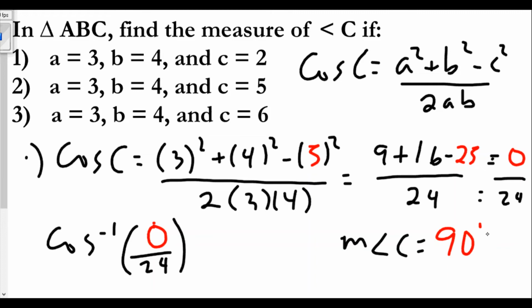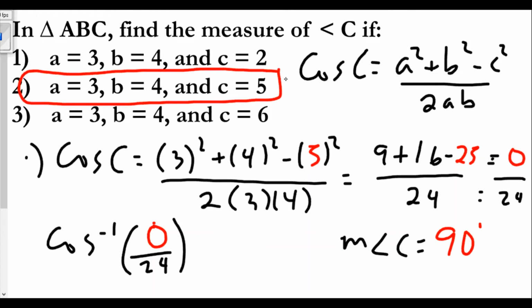And it kind of makes sense because look at this, it's a 3, 4, 5 triangle, and so C is the opposite of the largest side. This 3, 4, 5 triple, the Pythagorean triple, it will be 90 degrees.